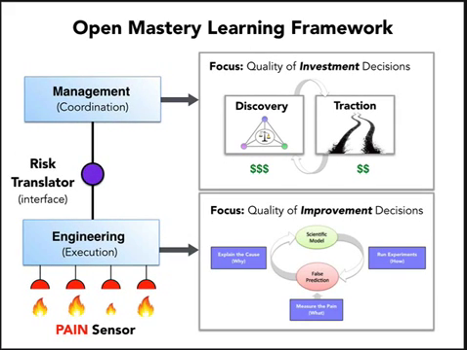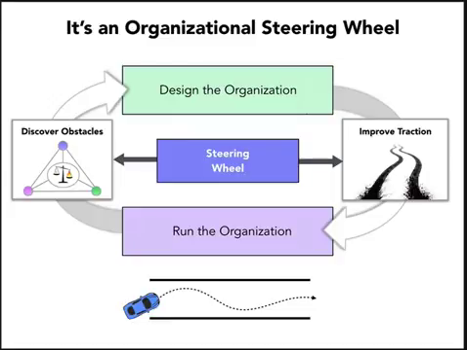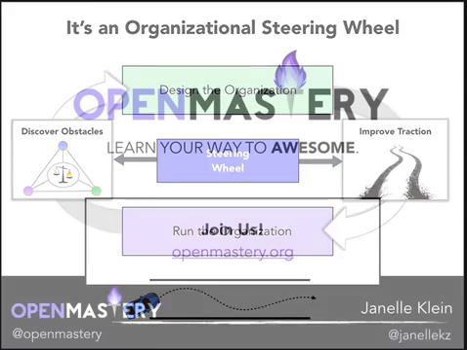So the Open Mastery Learning Framework is a strategy for repairing the broken feedback loop in our organizations. And with a data-driven feedback loop, we can use the scientific method for making better quality improvement decisions, and then create visibility for managers to make better quality investment decisions. So the learning framework becomes this high-level steering system for driving the entire organization from top to bottom with science. So that's the big picture of where we're headed.